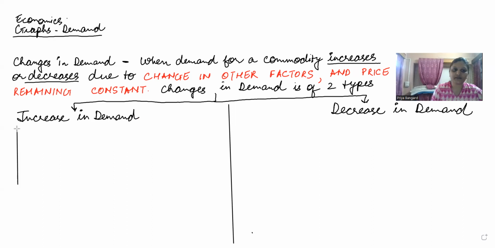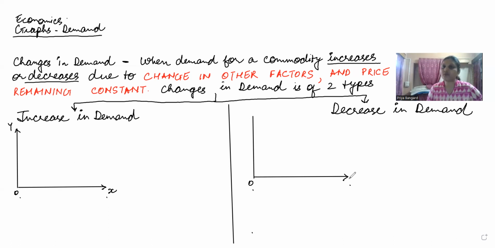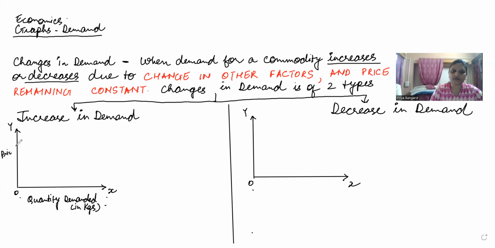Let's make a diagram to understand better. The more you write, the better you understand and the better you remember. Those who are not writing with me won't get much help. On the X-axis, there is always quantity demanded. Here we are writing it in kgs, so you have to mention quantity demanded in kgs. And on the Y-axis, price in rupees. Write properly: quantity demanded in kgs on X, and price in rupees on Y.